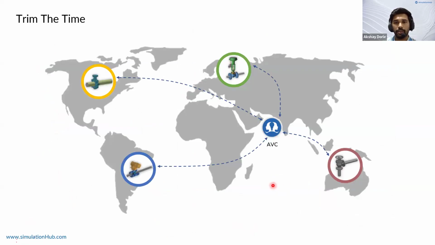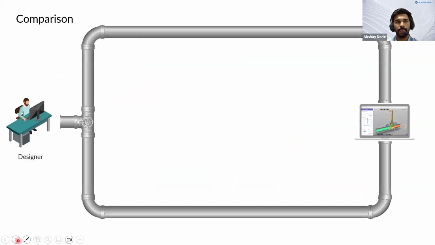Then there's the cross country collaboration. You can collaborate with many teams from many different regions on the same platform and share your results, share everything from the report to the visualization. Everything works harmoniously in AVC.